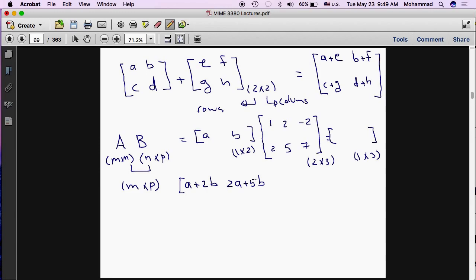And the last one would be minus 2A plus 7B. Is it 1 by 3, the dimension of this? So it's 1 row, 3 columns.